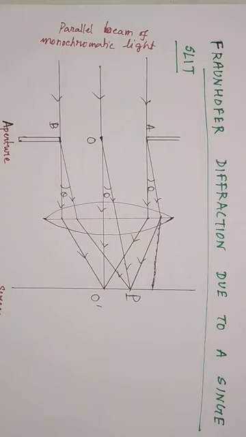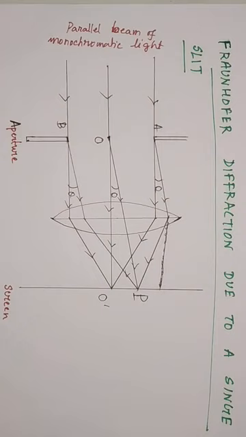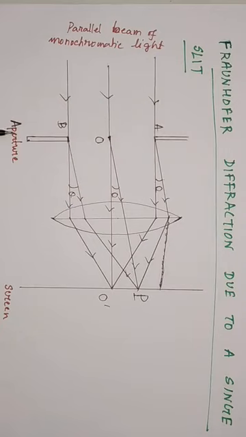So now we'll discuss Fraunhofer diffraction for a single slit. Fraunhofer diffraction means both the source and the screen are effectively at infinite distance from the aperture. As the source is at infinite distance, the beam of light which is incident on the aperture will be parallel.